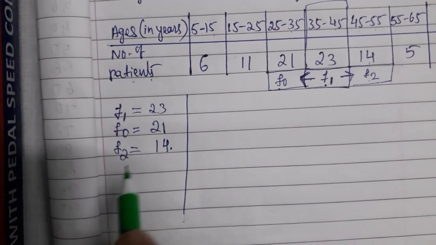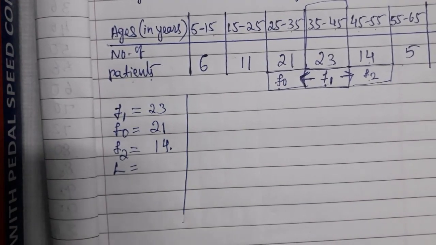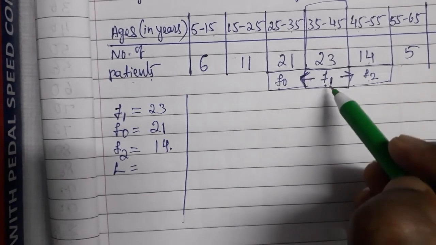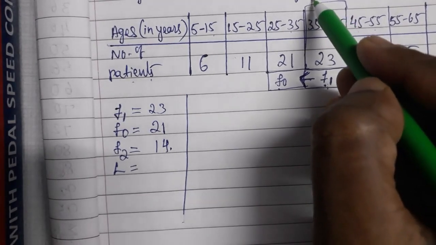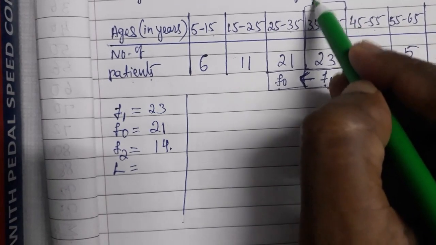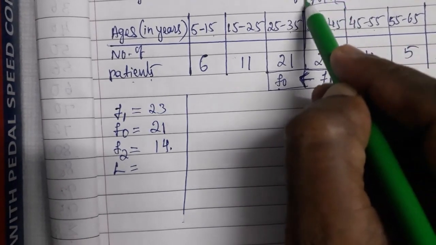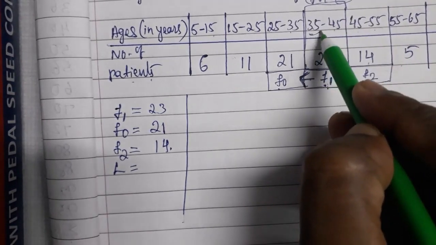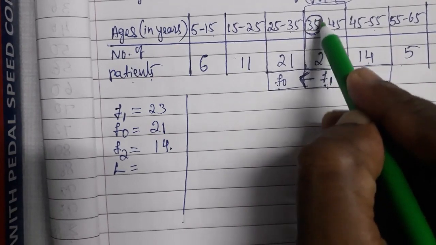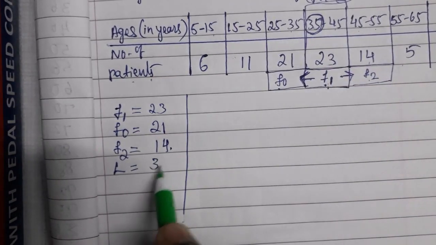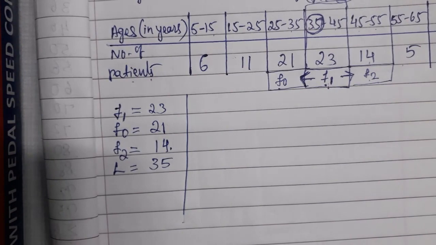After this, what do you want? I want L. L means the lower limit of the modal class. Here, which is the modal class? This is the modal class. Which is the lower limit? 35 is the lower limit.